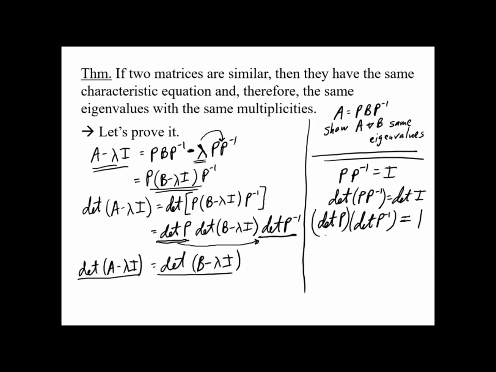The one on the left is the characteristic equation for A. The one on the right is the characteristic equation for B. And if they're equal to each other, then they have the same characteristic equation, which means that they have the same eigenvalues. So check. Okay, we proved it. Awesome.